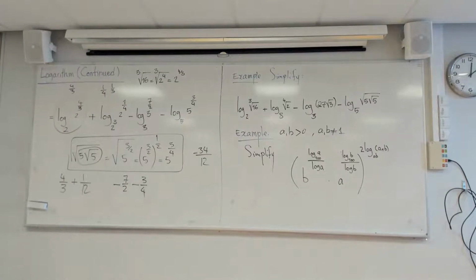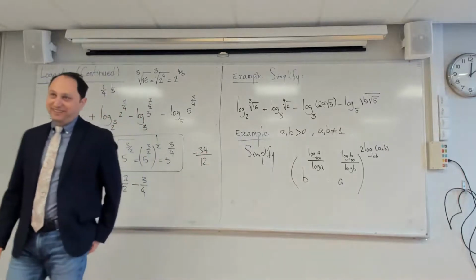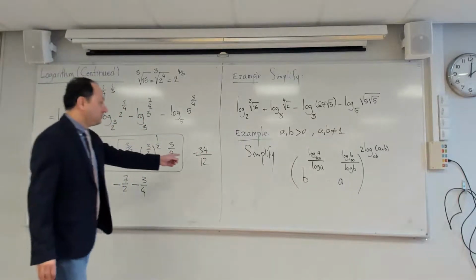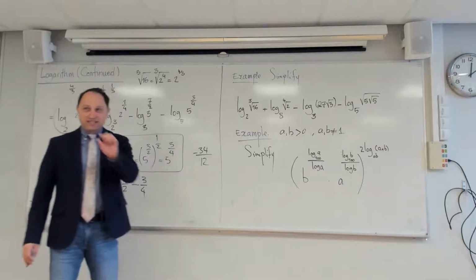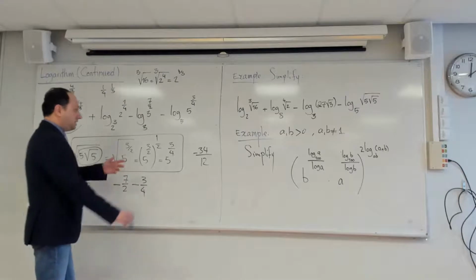Because your brain doesn't appreciate simplification. Yes? At least you should tell me minus 17 over 6. Then I will like it. This is correct, but if you do not simplify, if it's a national exam, you will lose some points. Okay? So let us see.